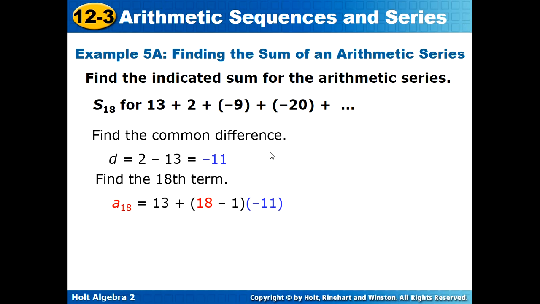times the common difference. Is that a typo on ours? It only has 8 on ours instead of 18? Yes, that would be a typo that I need to fix then. Where's that at, so I know to fix that for next year?